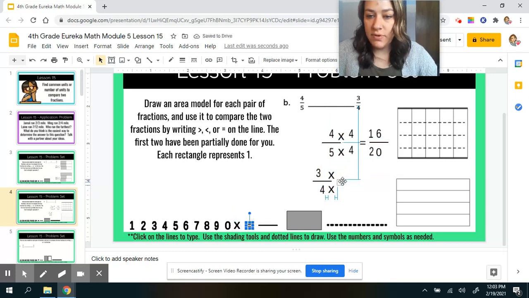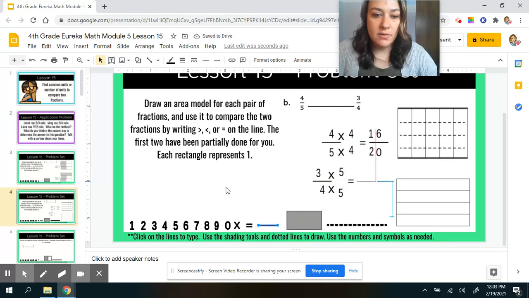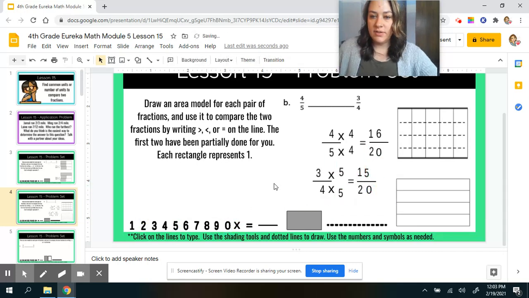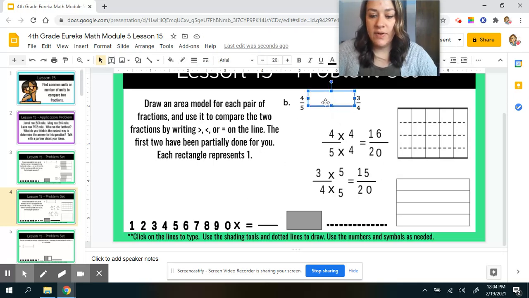Remember, you can do this on paper. It'll probably be a lot quicker on paper. So 3 times 5 gives us 15. And 4 times 5 gives us 20. So now we can quickly and easily compare those two fractions. So 4/5 is equal to 16/20ths. 3/4 is equal to 15/20ths. 16 is larger than 15. So that's going to mean our 4/5 is greater than 3/4.